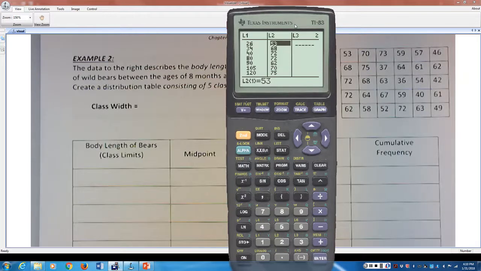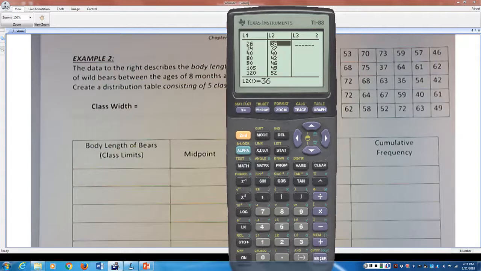Okay, so when you're sure your data is correct, what do we do next? You hit your stat button. You choose option 2, sort ascending. You tell it which list, and in my case I'm using list 2, so that's second L2. Enter, and it says it's done. So I can go back and look at my list 2. And now they're in numerical order, smallest to largest.